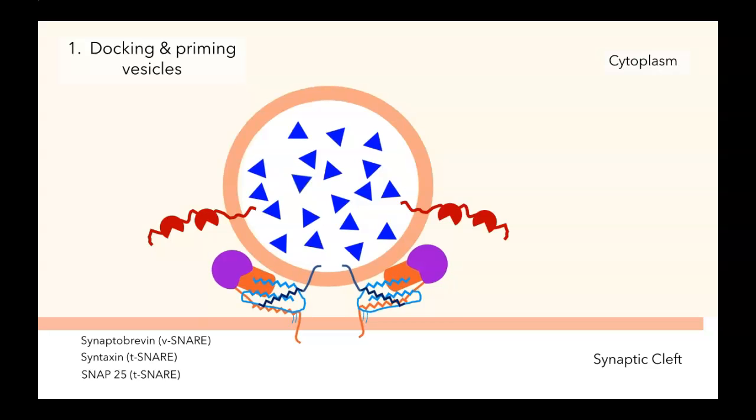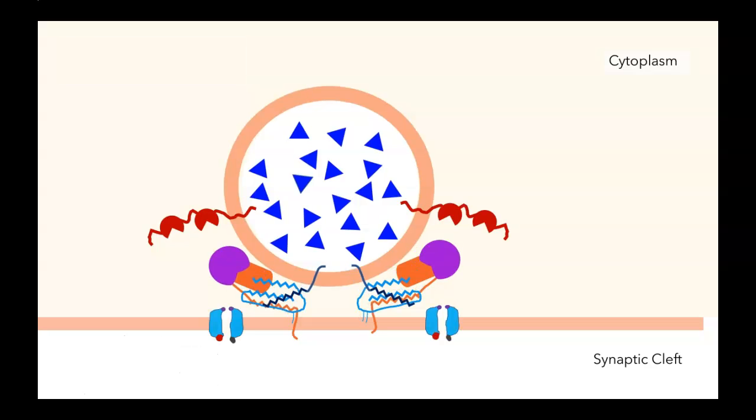Here the vesicle is docked at the membrane because of the association between the V-SNAREs and the T-SNAREs, but you can see that the two membranes haven't fused yet. This vesicle is docked, but it's not ready to be released. That process will require an influx of calcium. To do that, we need to have voltage-gated calcium channels.